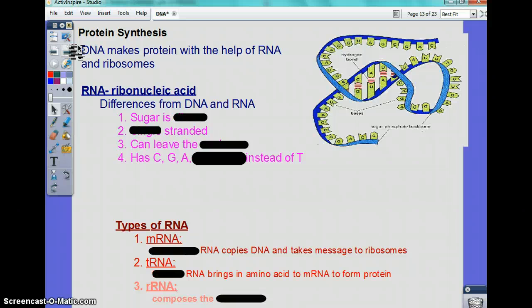Good. We learned that when we studied cells. Ribosomes are the organelles responsible for protein production. Remember that? All this is going to happen on a ribosome. Okay? Well, not all of it, but a good portion of it. So, DNA makes protein with the help of RNA.